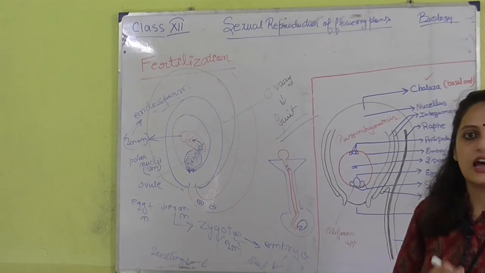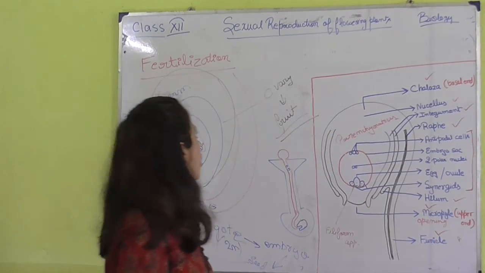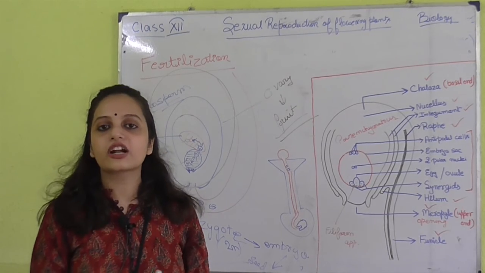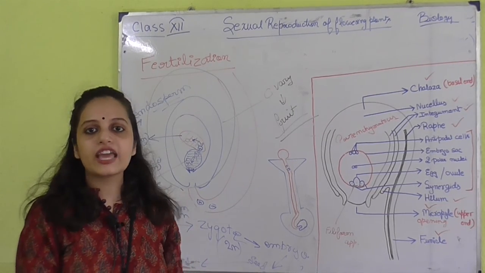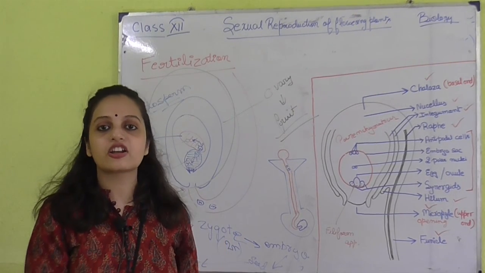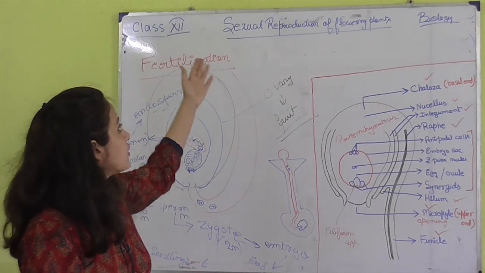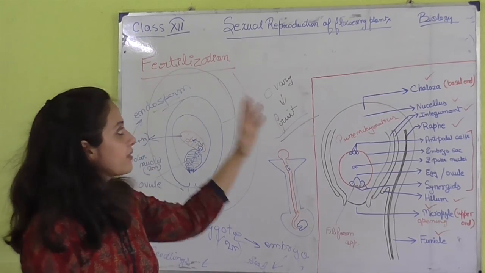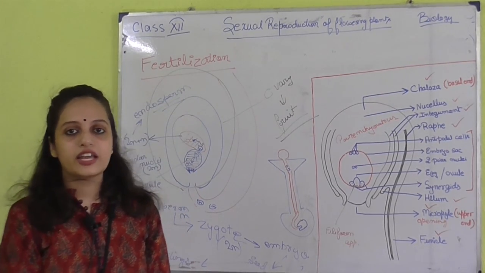So this is the overall discussion of the female reproductive part of the flower. So we have completed the male and female reproductive parts of the flower in sexual reproduction of flowering plants.